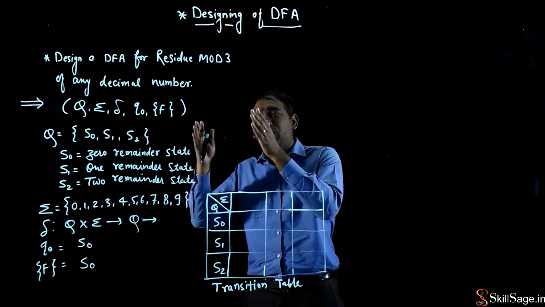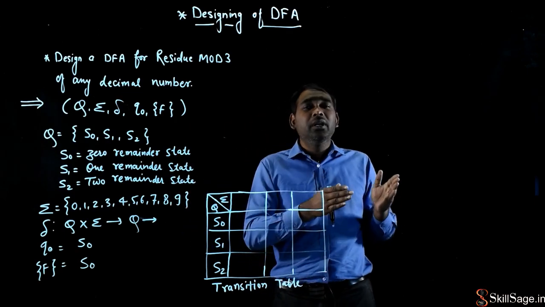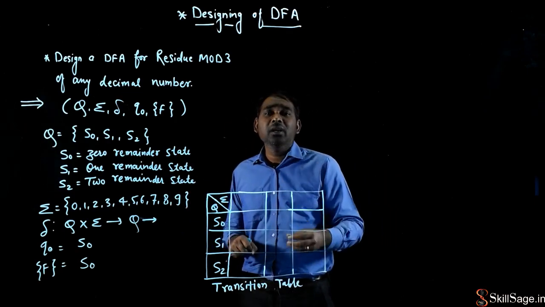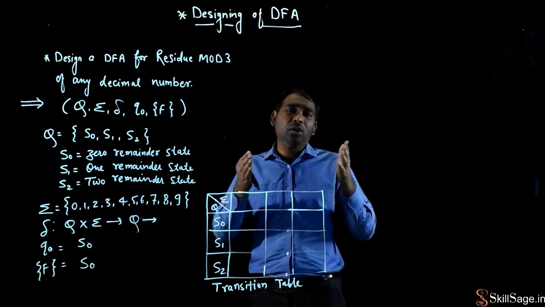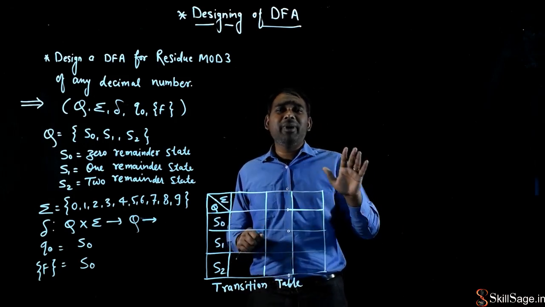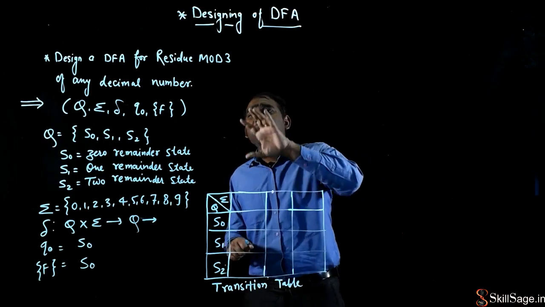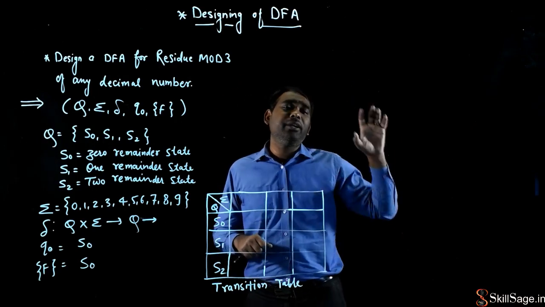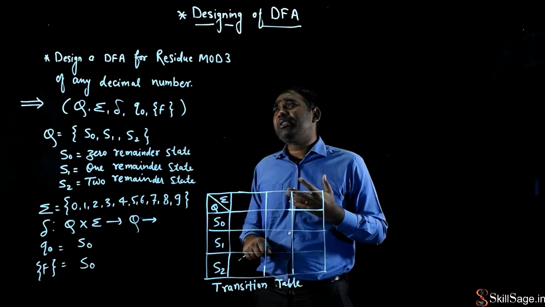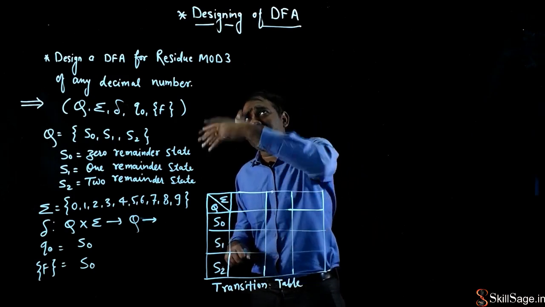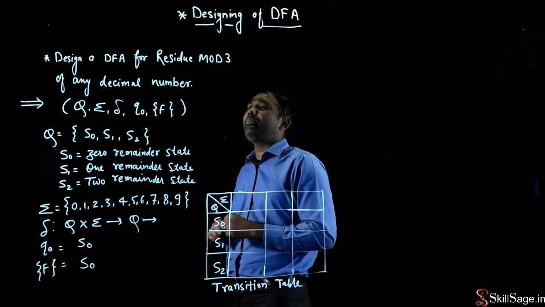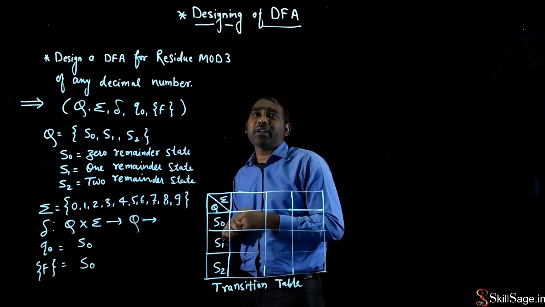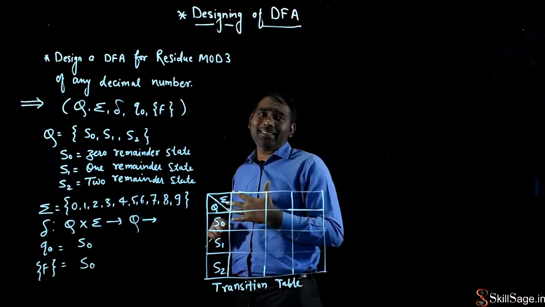What we want is that the NFA should be converted into a DFA, because NFA has some disadvantages. Disadvantages in terms of what? It involves a lot of backtracking. So to remove this backtracking, we need the NFA to be converted into its equivalent DFA. But suppose we want a DFA directly. Suppose we have one problem: design a DFA for residue mod 3 of any decimal number.